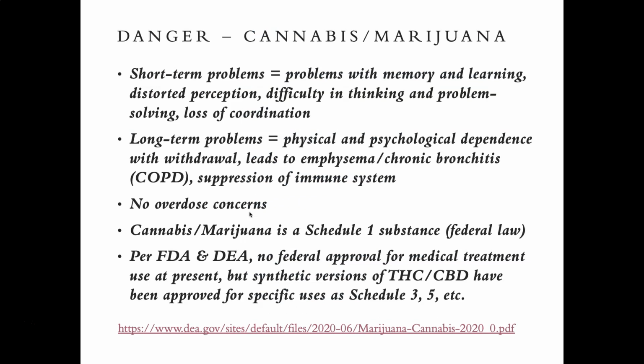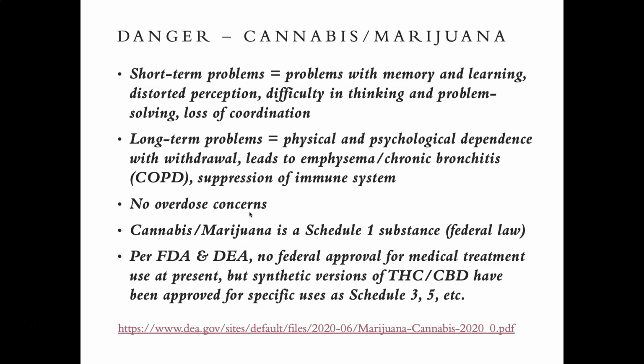So what do you need to know about cannabis or marijuana? The short-term problems it causes are problems with memory and learning, distorted perception, difficulty in thinking and problem solving, and loss of coordination. The long-term problems that it causes include physical and psychological dependence with withdrawal, and because most frequently it is smoked, it leads to emphysema, chronic bronchitis, otherwise known as COPD, which we studied. We studied that a little bit when we were talking about the respiratory system drugs. And if you were in medical terminology, you studied COPD for sure when you were in the respiratory chapter. All right, and it also causes suppression of the immune system.